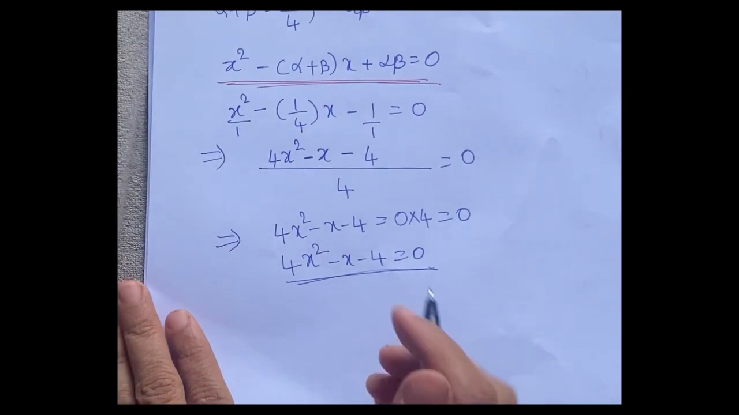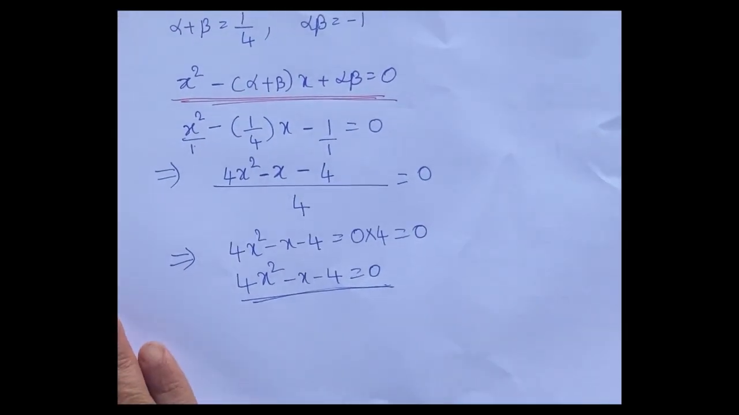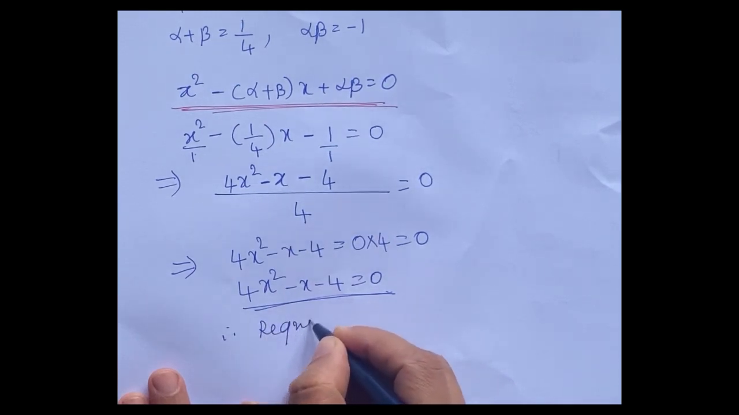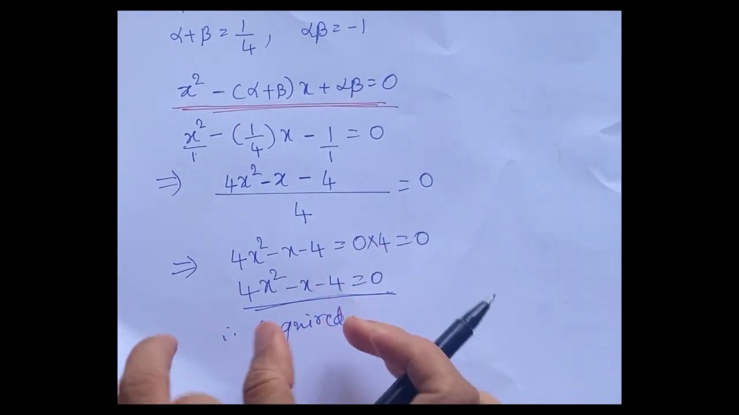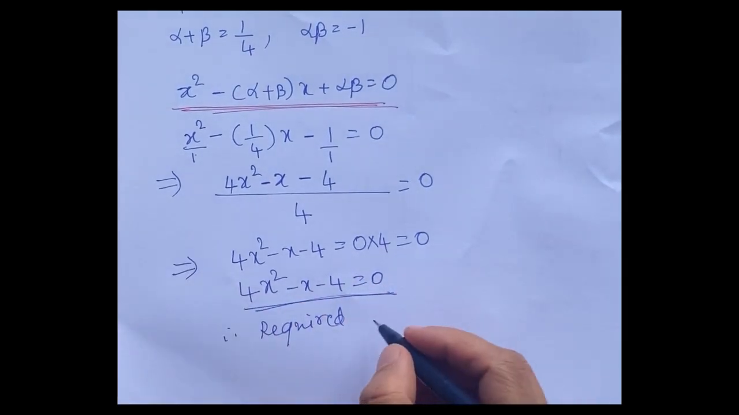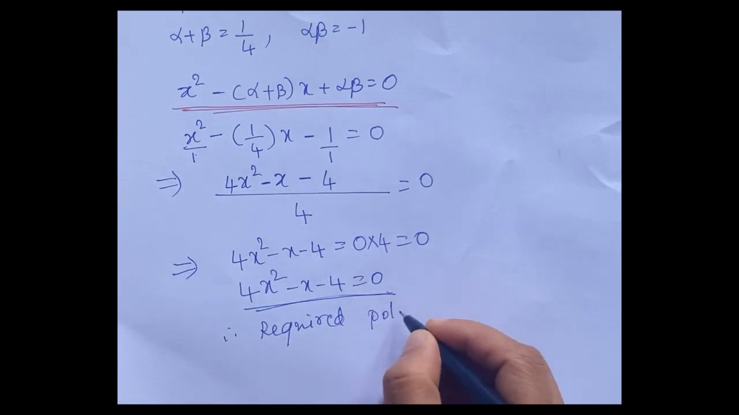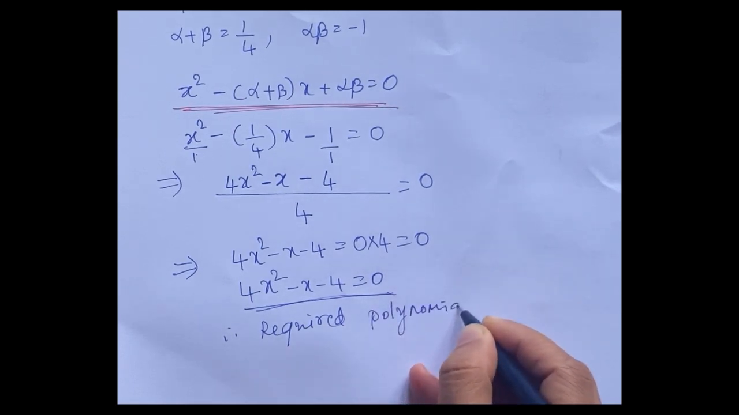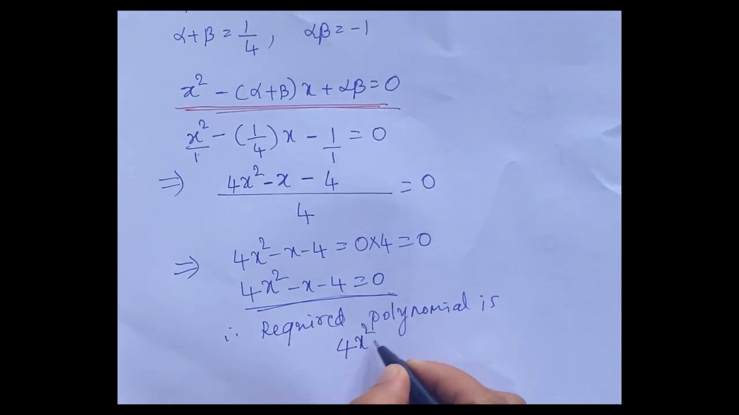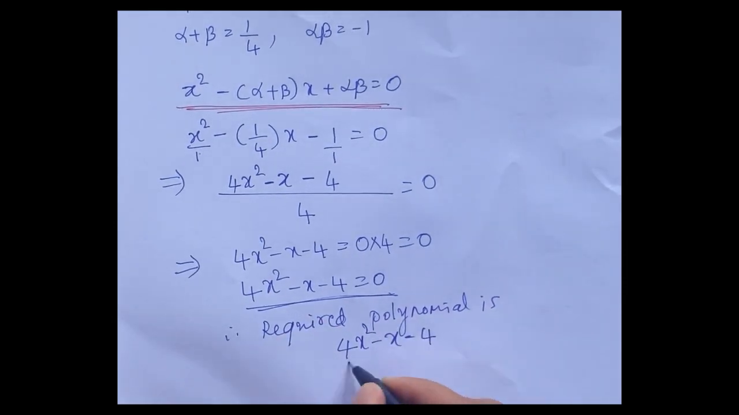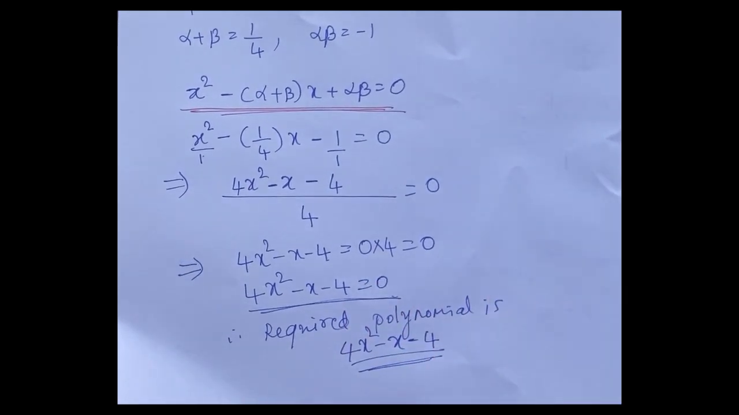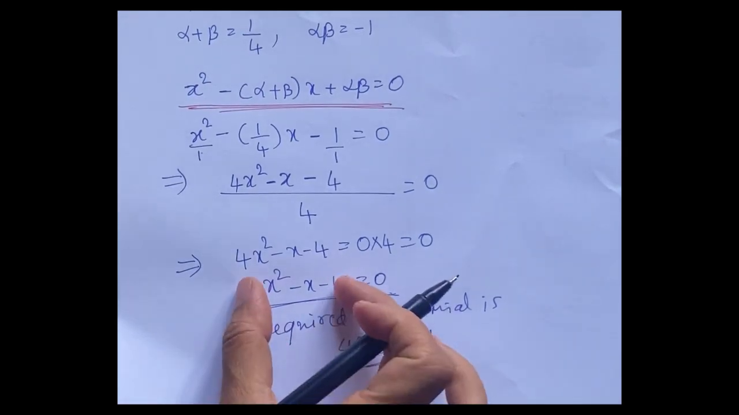But we need to find the quadratic polynomial. Therefore, the required polynomial is, what is the polynomial? Polynomial means just this expression. We are not equating to 0. The required polynomial is just 4x square minus x minus 4. Don't write equal to 0. If you write equal to 0, that will become an equation. Polynomial means just this expression.